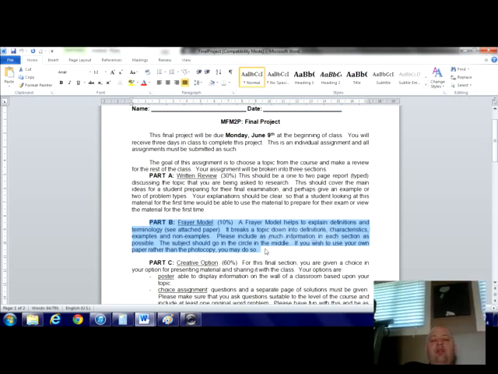Okay, great, perfect. It says a Frere model helps to explain definitions and terminology. See attached paper. It breaks down a topic into definitions, characteristics, examples, and non-examples. Please include as much information as you can. If you want to use your own paper rather than photocopy, you may do so.